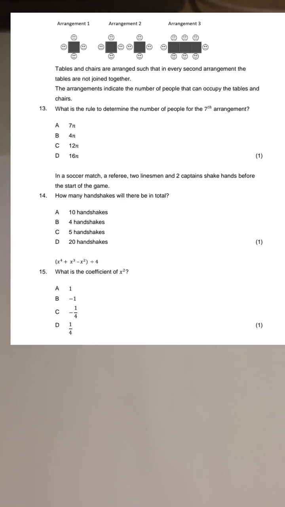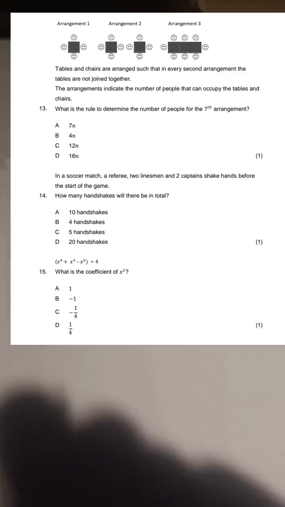There in brackets you have x to the power 4 plus x to the power 3 minus 2 in brackets, and then it's divided by 4. And they're asking, what is the coefficient of x squared? Is it A, 1, B, -1, C, -1 over 4, D, 1 over 4?